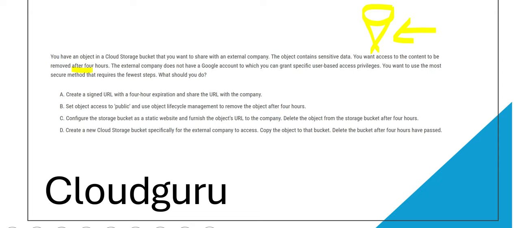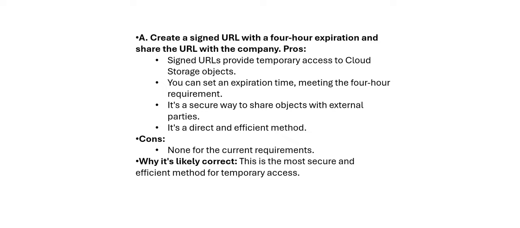Now the problem is the external company does not have a Google account to which you can grant specific user-based privileges. So you want the most secure method with fewer steps. See, whenever such things happen, you should give some URL. In all clouds, AWS also, you will get a similar question. Azure also you will get a similar question. Signed URL is the answer. Anyone from an external organization, give them a signed URL.